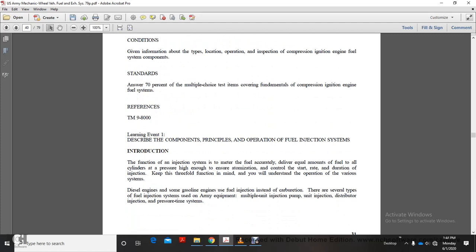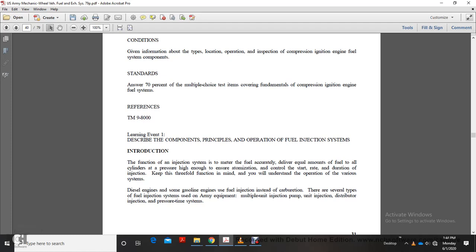Introduction. The function of the injection system is to meter fuel and accurately deliver equal amounts of fuel to all cylinders at a pressure high enough to ensure atomization, and to control the start, rate, and duration of injection. Keep this threshold function in mind. You'll understand how the various systems operate.